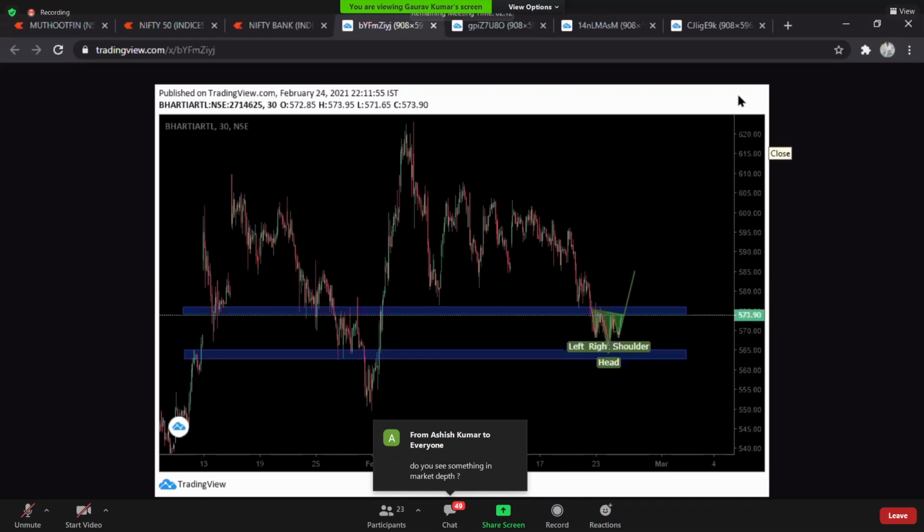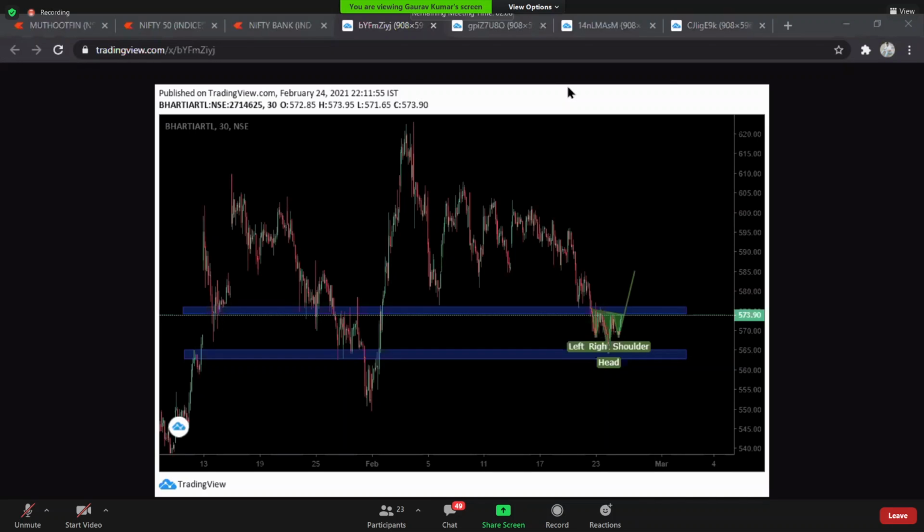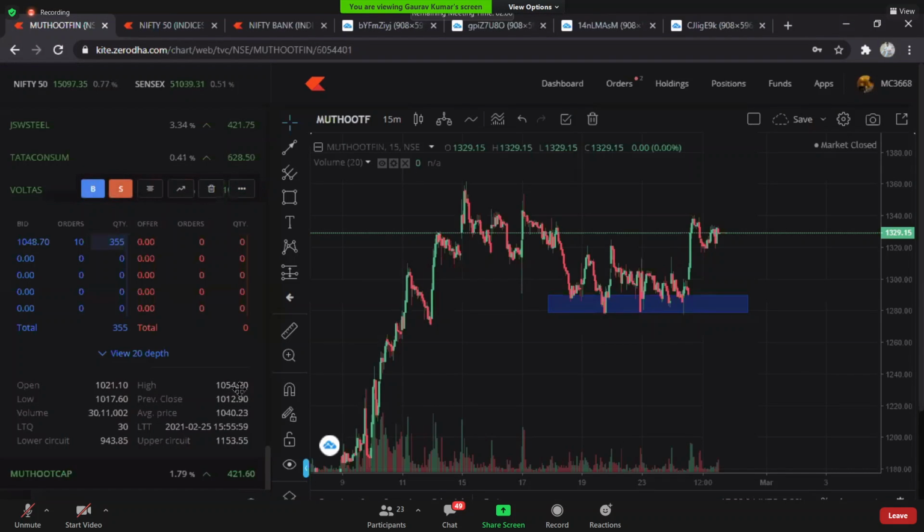Do you see something in market depth? I don't see anything in market depth. I was just looking for this high price. I don't see market depth. It's just waste.